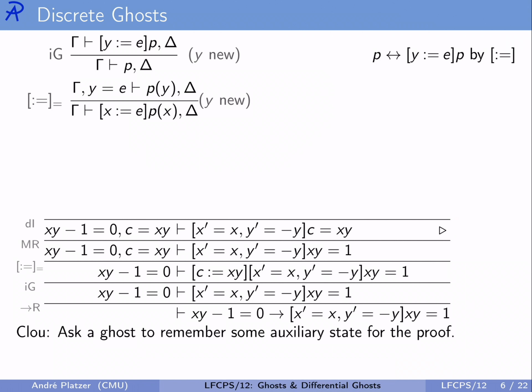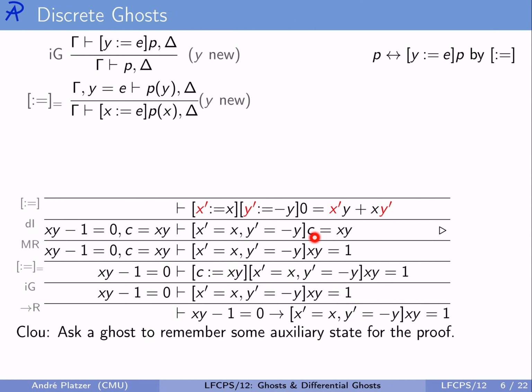The point is, now, here we're left with a question about how the value of x y changes, never mind what it used to be. And then we can use straight-out differential invariants for the job by putting the prime over the post condition, which will give us the differential of the discrete ghost. c prime is, of course, 0 because it doesn't change in the differential equation. We could plug in c prime equals 0, basically.